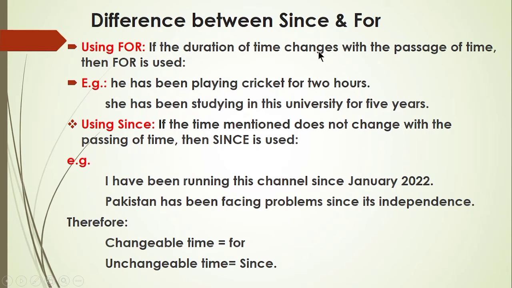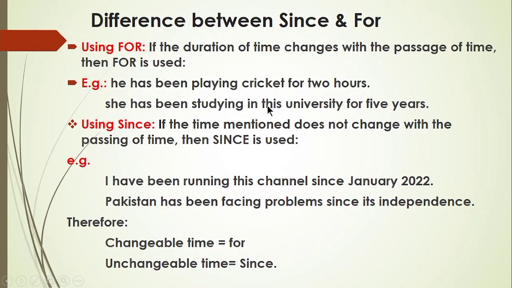If the duration of time changes with the passage of time, then for is used. Remember, the time that we mention in a sentence, if that duration changes with the passage of time, we'll use for. For example, he has been playing cricket for 2 hours. Now the duration 2 hours is changeable. Why? Because after one more hour we would say 3 hours. After one more hour we'd say 4 hours. So that is why this time is changeable, and therefore we have to use for.